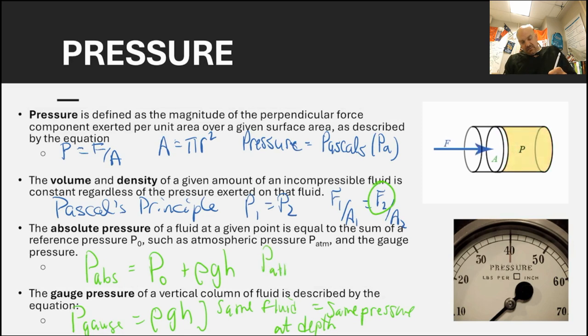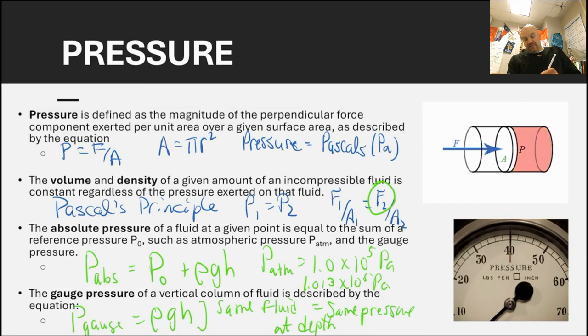And if you remember, in chemistry, STP, standard temperature and pressure, for us, is going to be 1.0 times 10 to the 5 pascals. Sometimes you may see it as 1.013 times 10 to the 5. You just have to use whatever is on the AP sheet, and 1.0 times 10 to the 5 pascals is what's on the AP equation sheet. So let's look at an example problem.